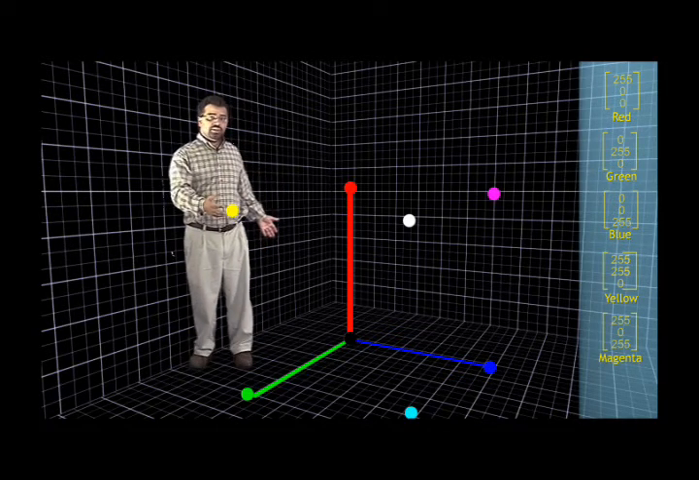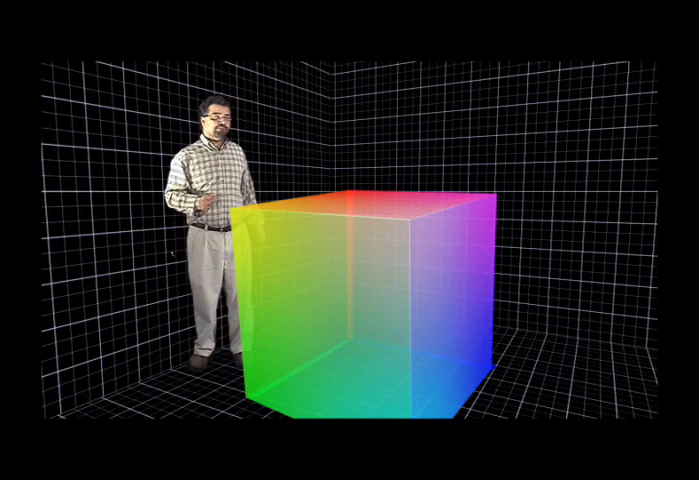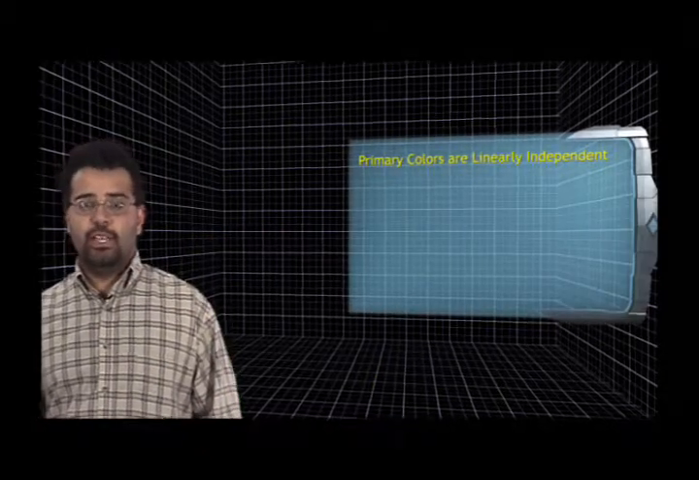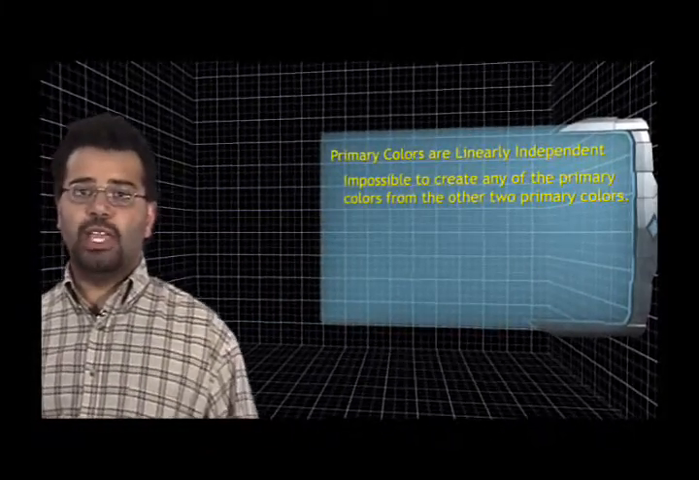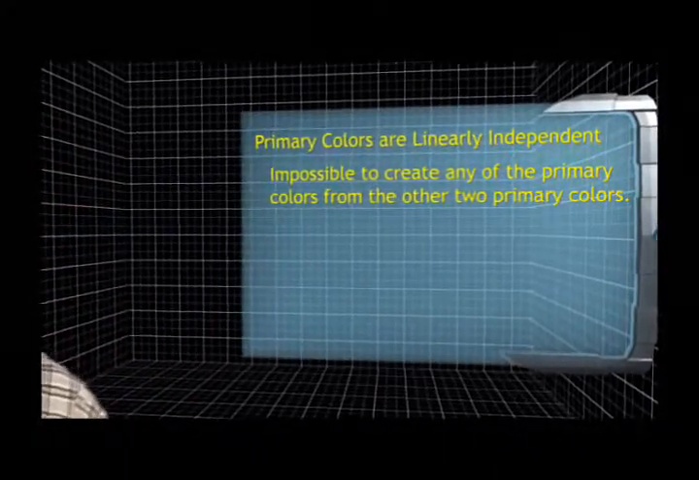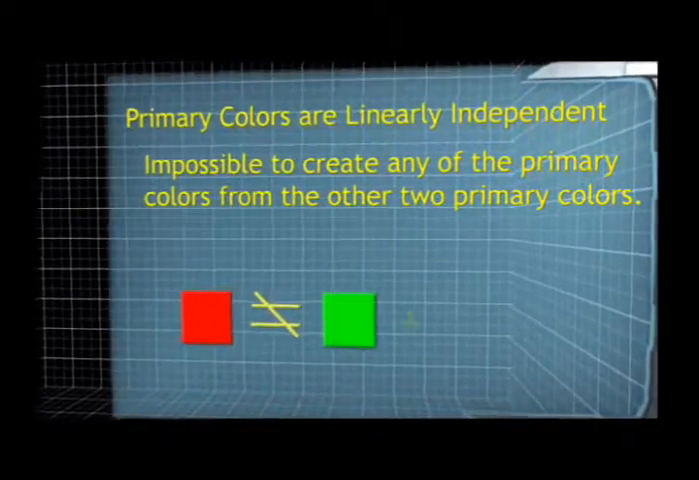So as you see here, now we actually do have a cube, and within this cube we can plot out vectors that designate any possible color that we can think of. Within our model, we say that our primary colors are linearly independent because it would be impossible to create any one of the colors from the other two. For example, it would be impossible to create the color red by adding any amount of the color green or the color blue.